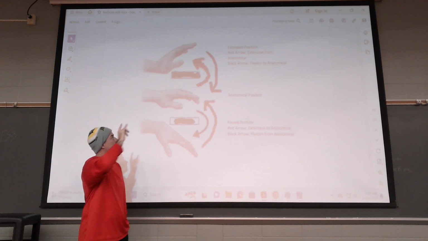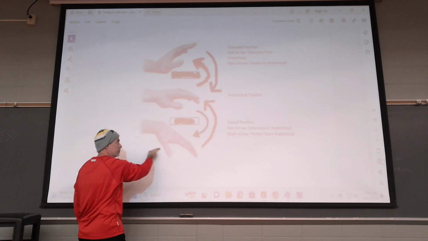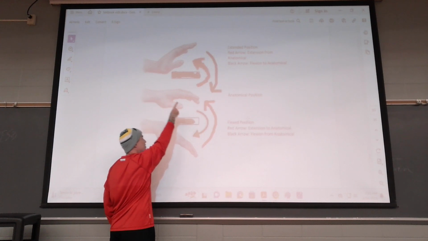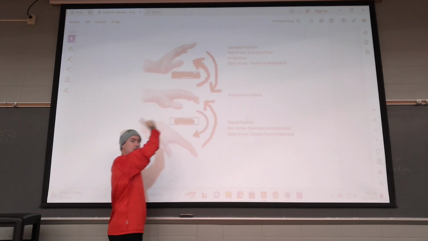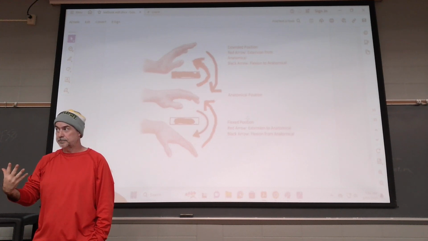And then here's the tricky one. Flexion to anatomical, flexion from, extension to, extension from. Does that make sense?